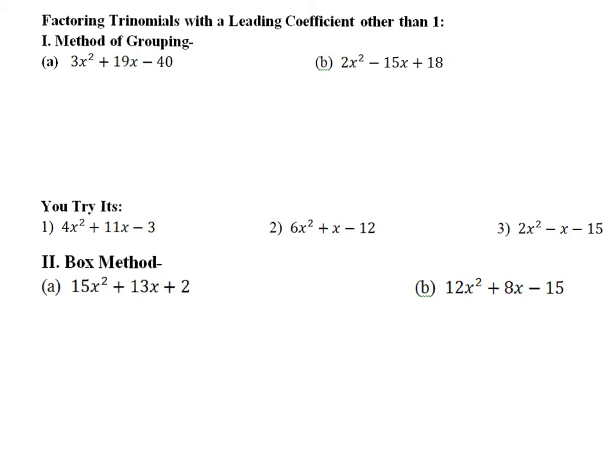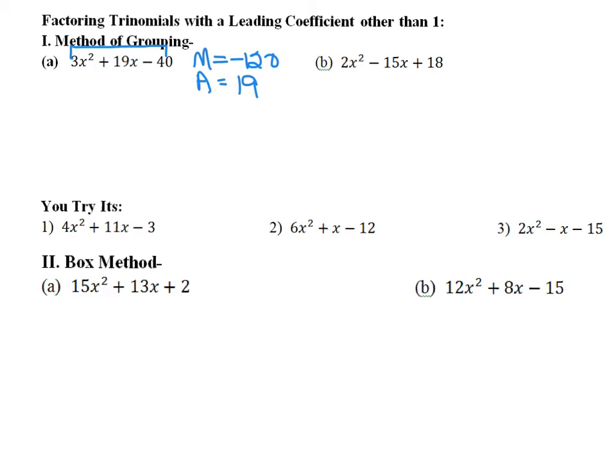I start by looking at the product of the first and the last. So I say, okay, I need to know what is the product of 3 times negative 40. I'm going to write m for multiply, and when I multiply those together, I get negative 120. So I'm looking for two numbers that multiply to give me negative 120. The middle number tells me my add, so I'm adding to get 19.